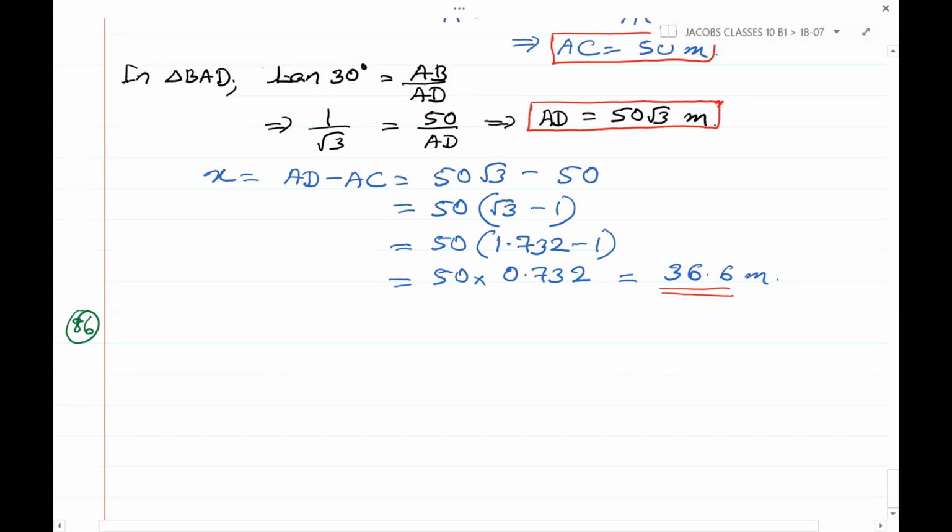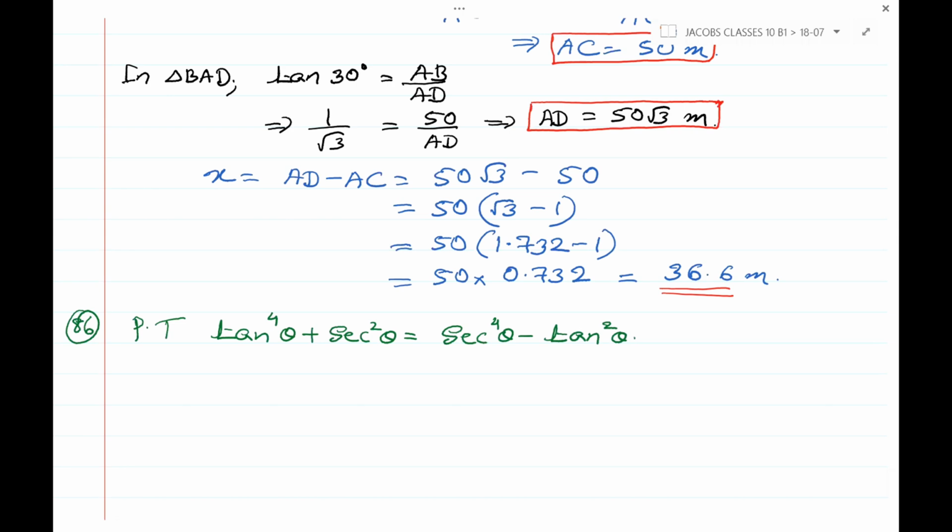Okay, see question number 86. Prove that tan raised to 4 theta plus sec square theta is equal to sec raised to 4 theta minus tan square theta. Okay, this is the question. Prove that tan raised to 4 theta plus sec square theta is equal to sec raised to 4 theta minus tan square theta. Left hand side, that is tan raised to 4 theta plus sec square theta.